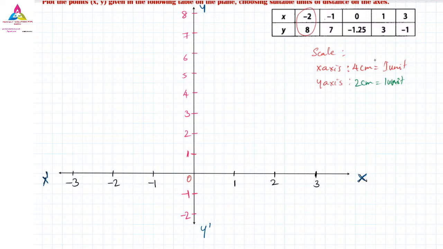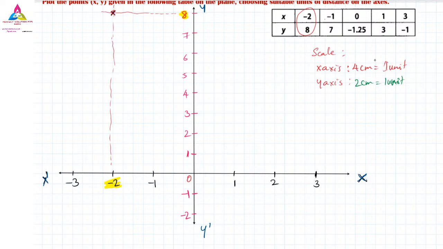Minus 2 and 8. Where will minus 2 and 8 come? Minus 2 will come on the x-axis, that is here, and 8 is here. So minus 2 and 8 will meet both the lines. If I draw, you can see it will meet at a point here. This is our required point. So it is, yes, quadrant 2.